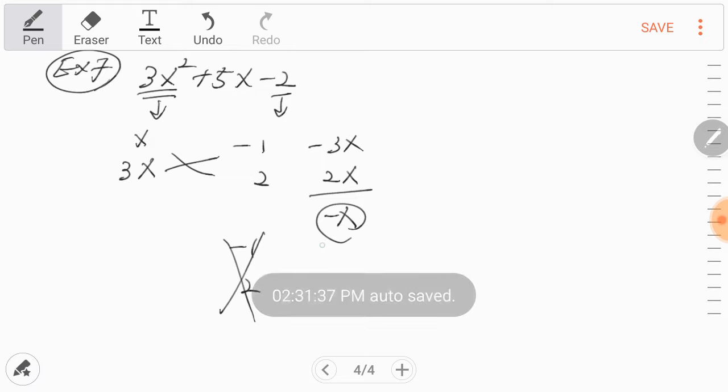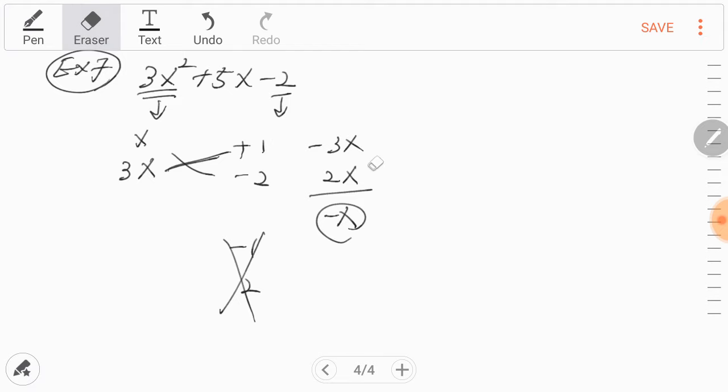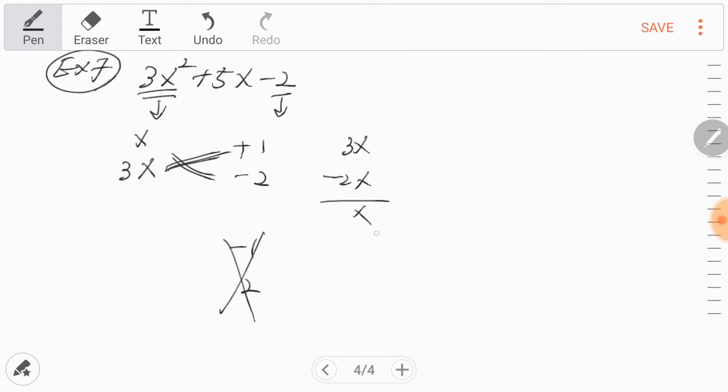Then why don't we put the negative sign on the bottom? So anyway, the product of 1 and negative 2 is negative 2. Then this product is, okay, erase this part. This product is 3x. This product is negative 2x. The sum is x. Also, this is not right, not equal to the 5x. So 1 and negative 2 is not right. Then we can try another one.